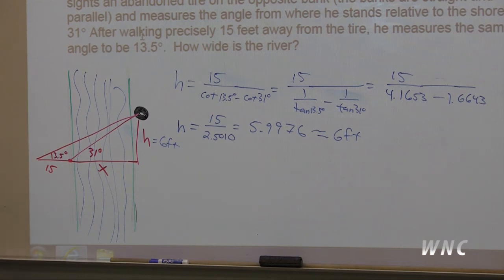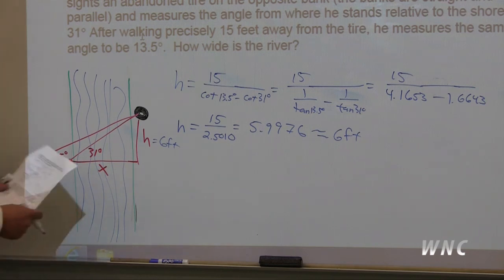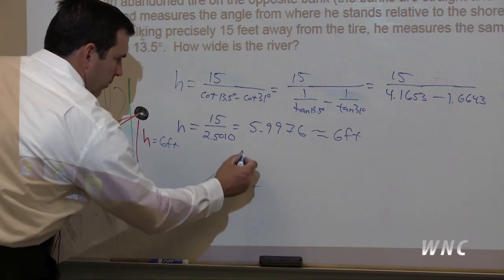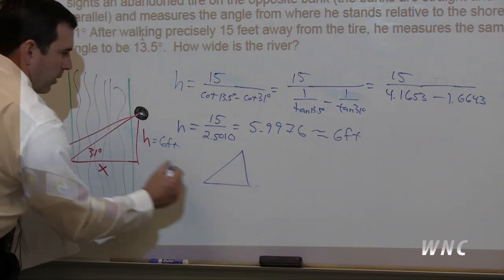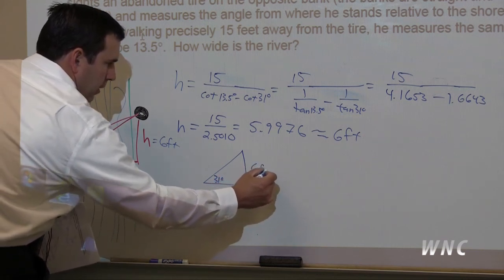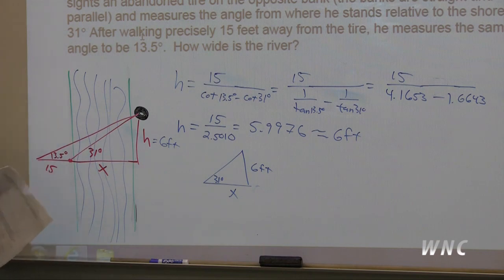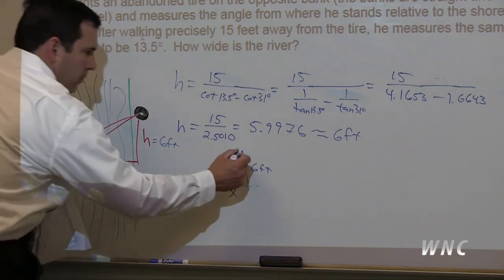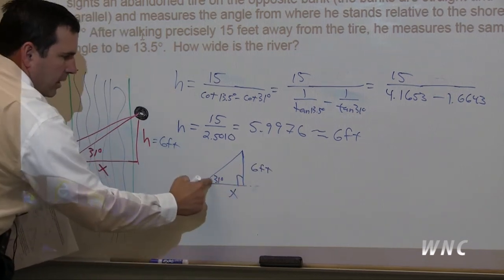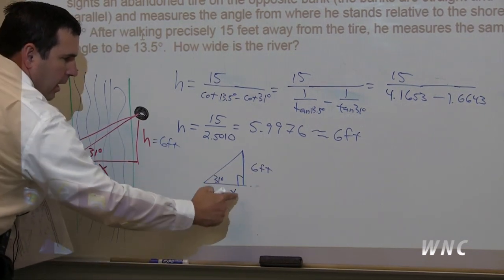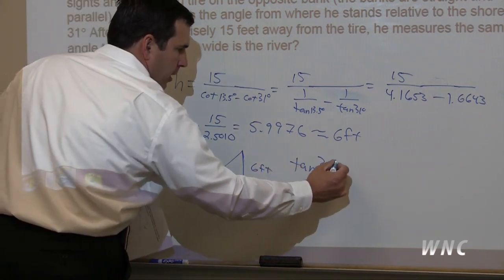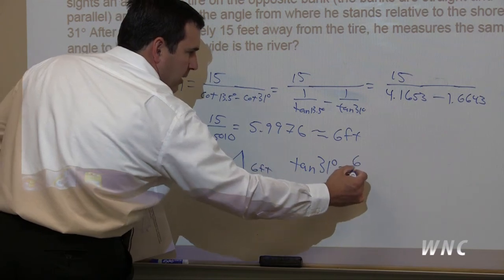How can we get x? Well, now think of it this way. We have a triangle where the angle down here is 31 degrees, the opposite side is 6 feet, and down here is x. This should be more vertical, it's a right angle. Which function is going to deal with the opposite side and the adjacent side? Tangent 31 degrees is opposite, which is 6 over x.